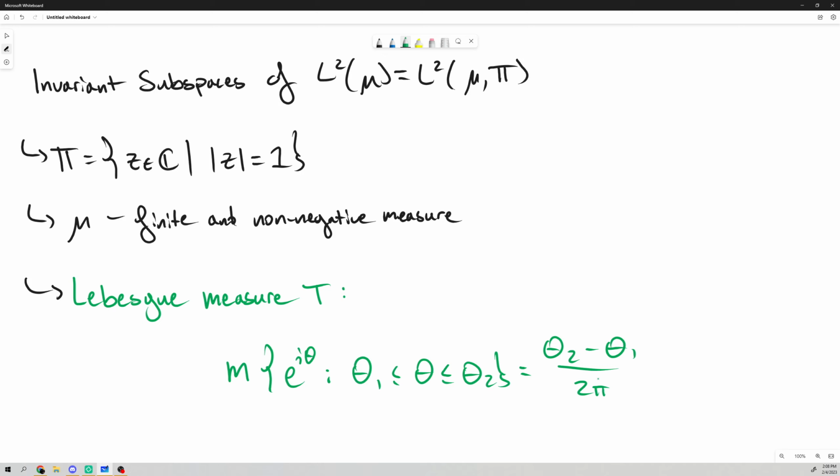One thing you notice immediately about this measure is that it's a probability measure. Well, why is that? Because if I take the measure of the unit circle, I get 2 pi minus 0 over 2 pi, that's 1. So this measure tells you what percentage a given arc covers of the unit circle. If you write everything in terms of pi, you're going to get a percentage. So this tells you how much of the unit circle is covered by an arc.